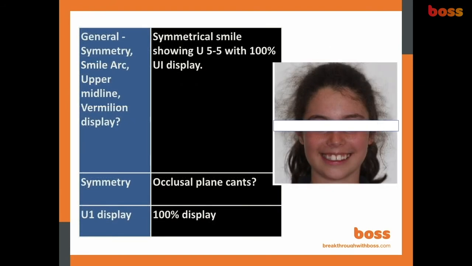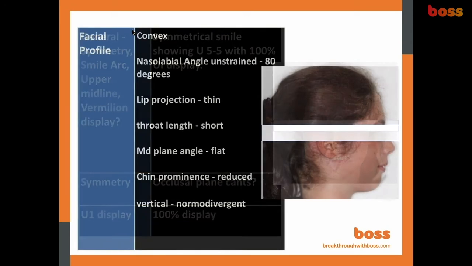When we look at her smile, she's displaying premolar to premolar, 100% of her incisor width, probably a little bit of a narrow smile. There's no canting of her occlusal plane or gingival plane, and there's 100% incisal display.